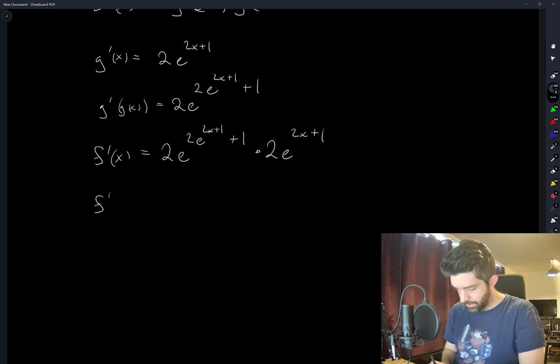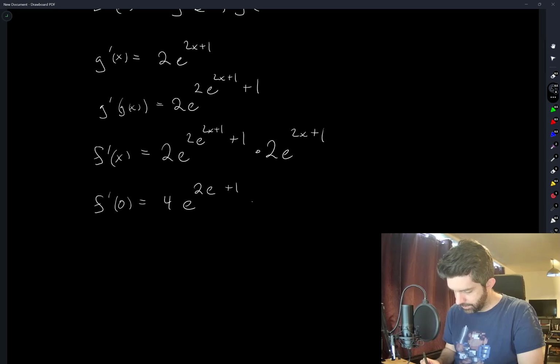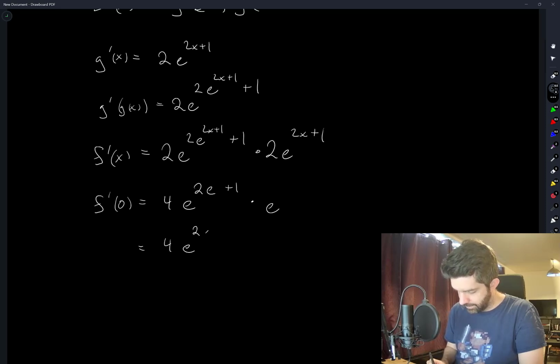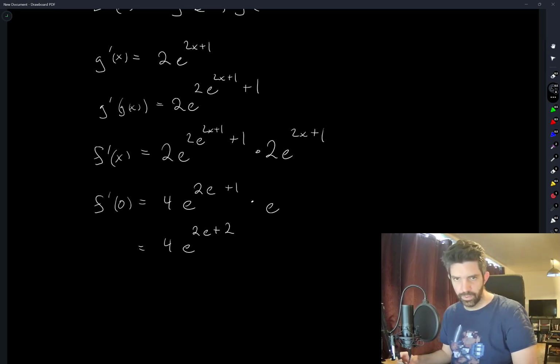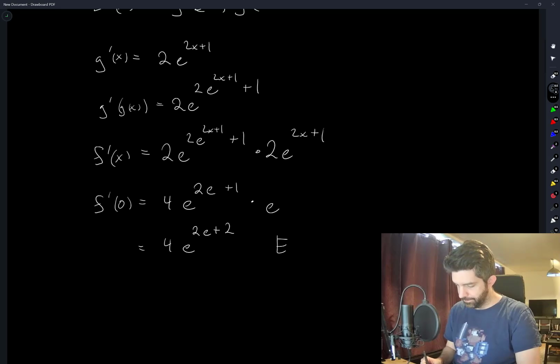And I'm interested in f prime of 0. So let's collect some things and compute that at the same time. e to the 2e plus 1 times e. So this is 4e to the 2e plus 2. Is this one of the options? Yeah, it is. That's option E. Fitting.